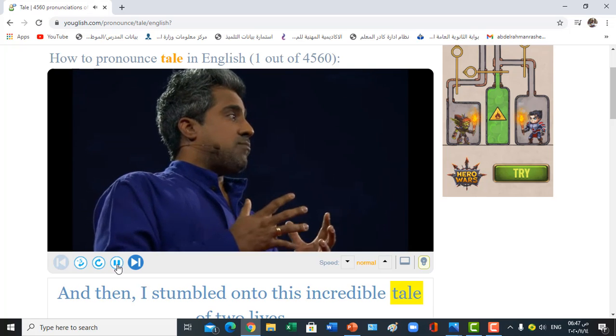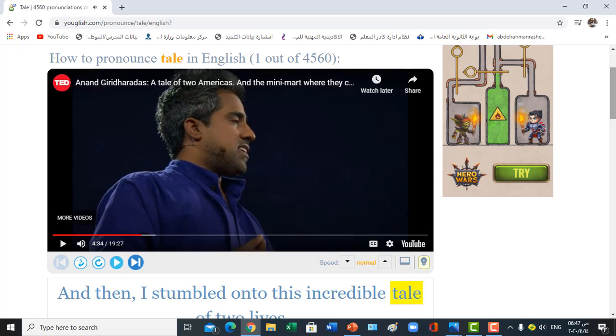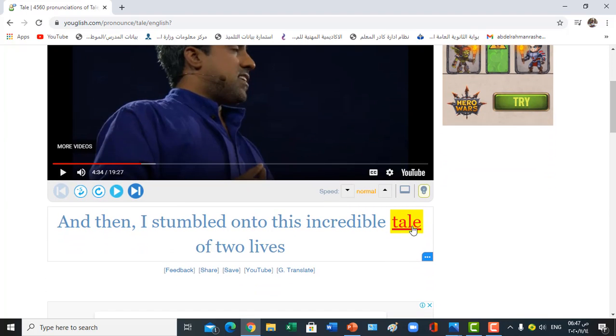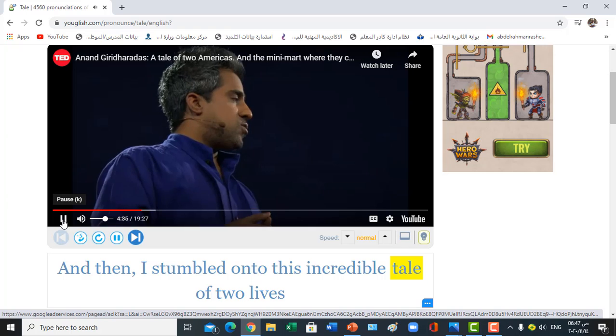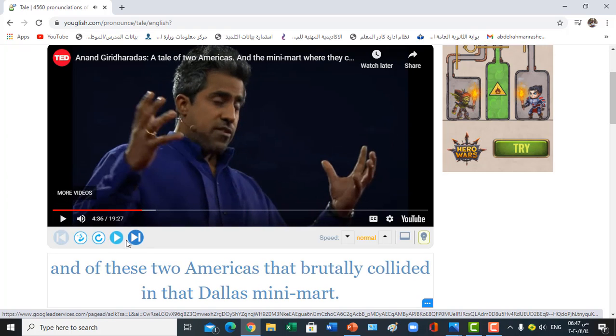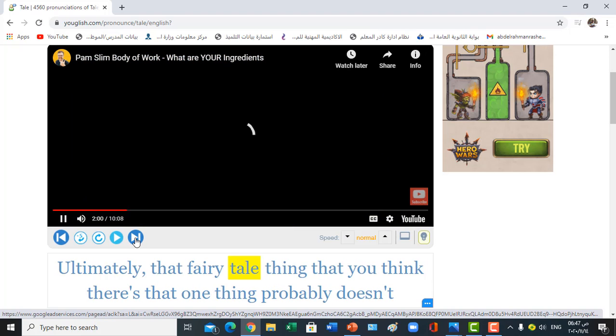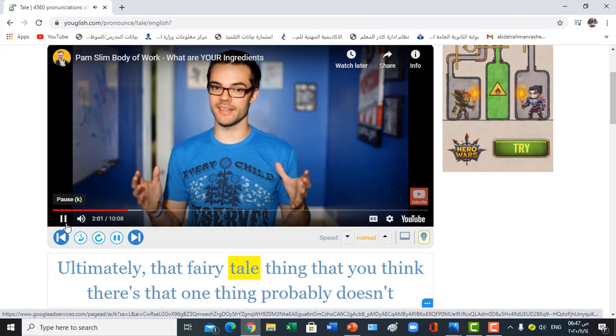and then I stumbled onto this. Right here is down, he gives me the word and highlighted in yellow to follow it while it is said or pronounced. Is again will play it. Incredible tale of two lives. And Right, I can move to the next video. Next. Your life that ultimately Right, here is the word and how the man pronounce it.